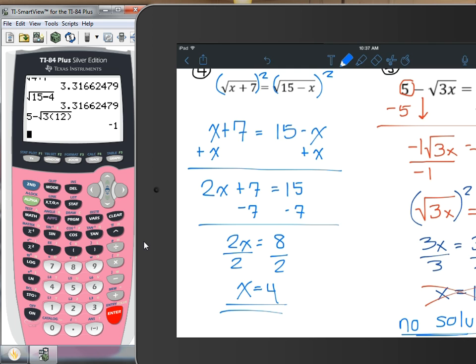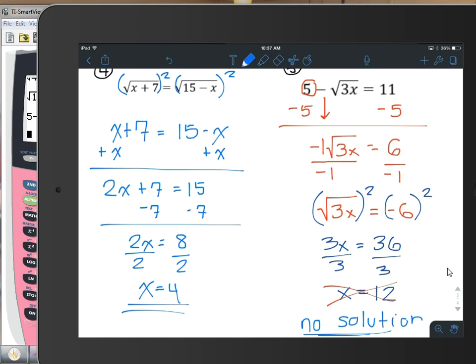Now the breakdown happened, here I'll pull my screen back over. The breakdown happened right here. You cannot have a negative root, okay? So the square root of 3x cannot equal negative 6. So if you don't catch that, just make sure you check your answer at the very end, and you'll find that none of your answers work, so it's a no solution.